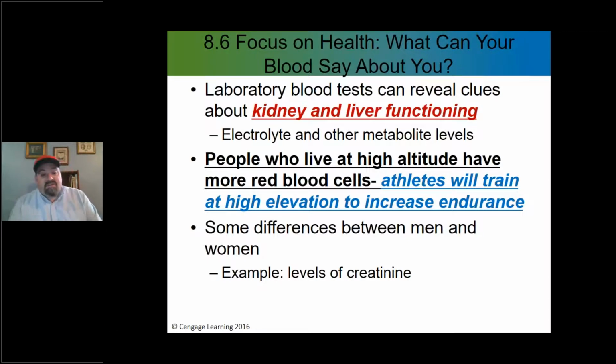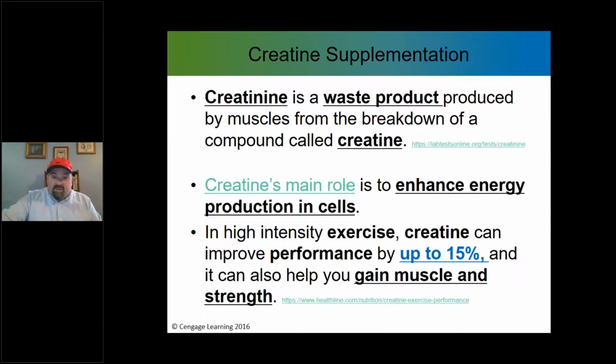Interesting of note, you'll see here, it says creatinine, right? And we're going to look at creatine supplementation, right? So very important. I would think that there are some of you that might be involved in exercising and weightlifting and training, and you might take this as a supplement, because what can it do? It can enhance energy production in the cells. Listen to this, improve performance up to 15% as far as gaining muscle and strength and helping with weight loss.